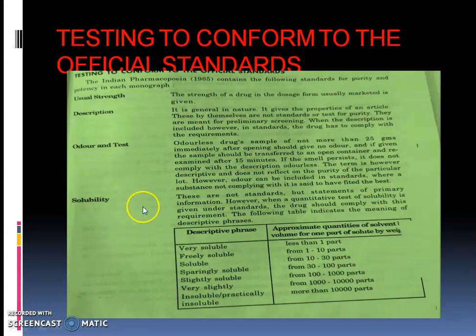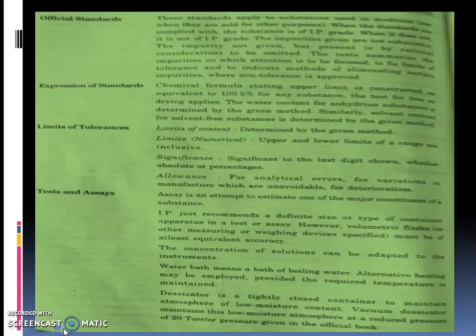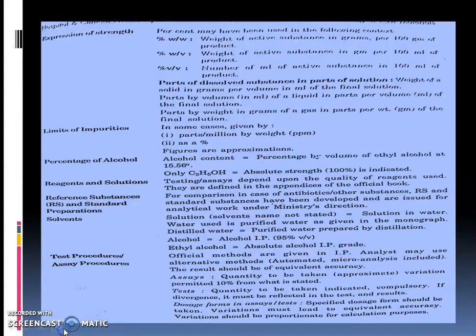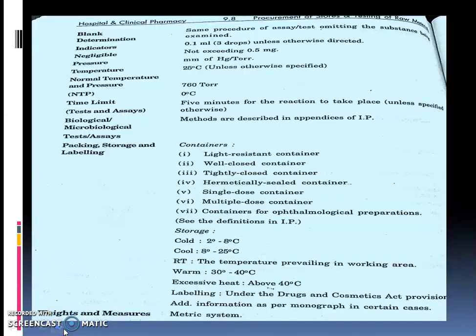So these are the different tests to conform to the official standard. First you have to see usual strength, description, odor and taste, solubility, official standard, expression of standard, limit of tolerance, test and assay, limits of impurity, percentage alcohol, reagents and solution, reference standard, test procedure or assay procedures. Then microbiological test, packaging, storage and labeling, weights and measures, blank determination, indicator, pressure, temperature.